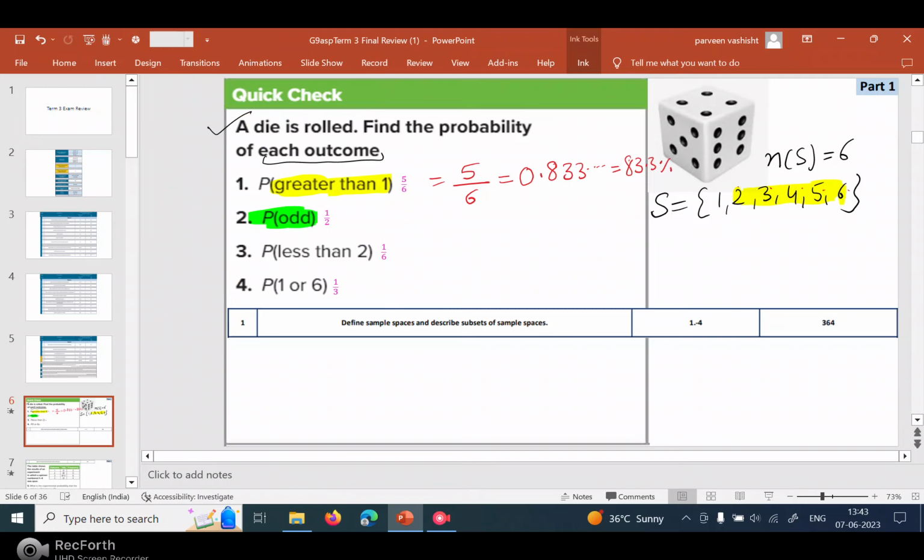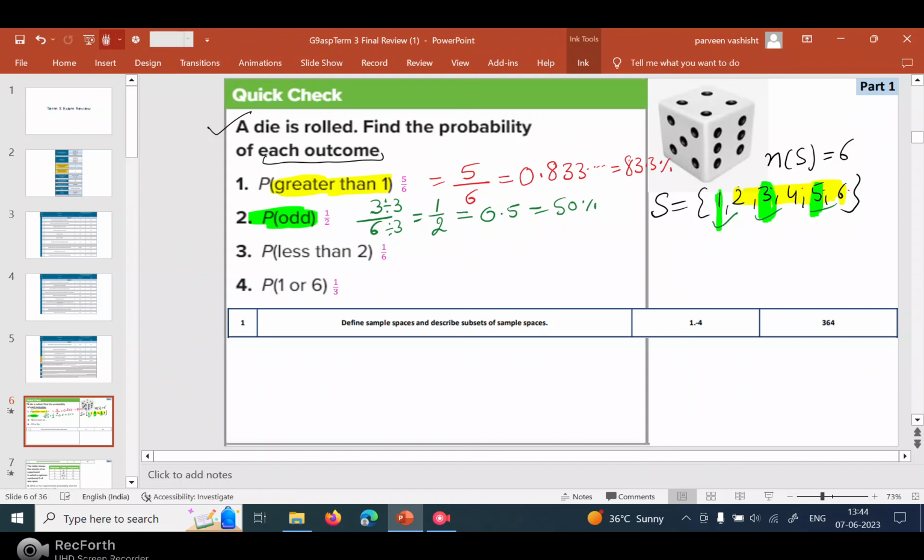What is the probability of getting an odd number? Which numbers are odd? You can see 1, 3 and 5. So how many numbers are odd? I have 3 odd numbers, 1, 2 and 3. So 3 out of total outcomes 6. So it is not in the simplified form. Take care of this thing. Divide both numbers by 3. It will be 1 over 2. If your answer is in fraction, 1 over 2 is the correct answer. If it is in decimal, it will be 0.5, or if it is in percentage, it will be 50%.